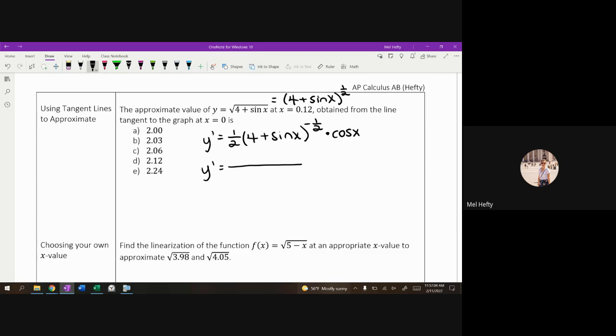You guys know what x value to plug in? You can be a little bit braver. 0. Great. That's what I said.